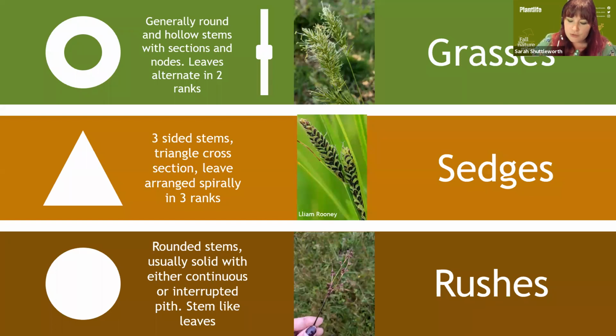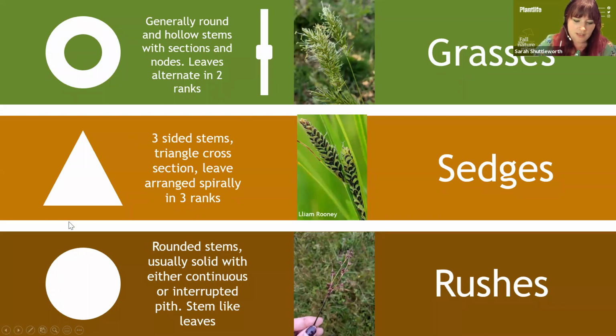Generally the rules that we've been learning can be applied across all of those three groups, whether you have a grass, a sedge or a rush. So grasses: generally round and hollow stems with the sections or the nodes, and the leaves in two alternate ranks. And we've got that variability in those inflorescences that are really quite spectacular.